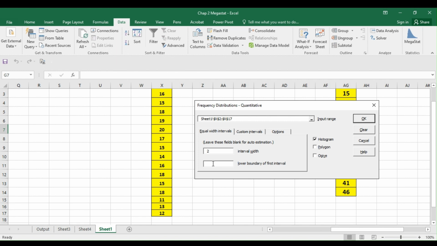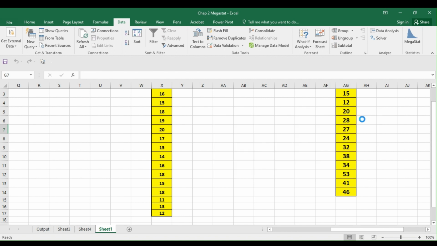Then here I have to put the lower boundary of the first interval. So I will take the smallest value in this data, which is 11. So I will put 11 here. And the three graphs, that is histogram, polygon and ogive. It is ogive, there is no ogive.